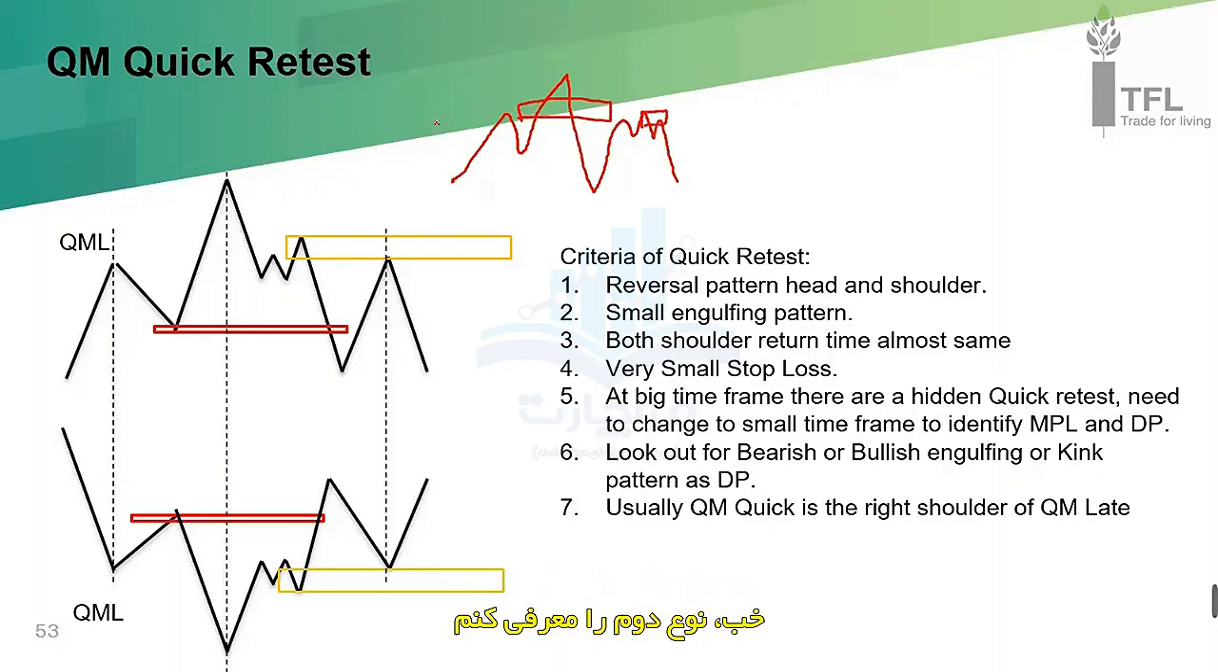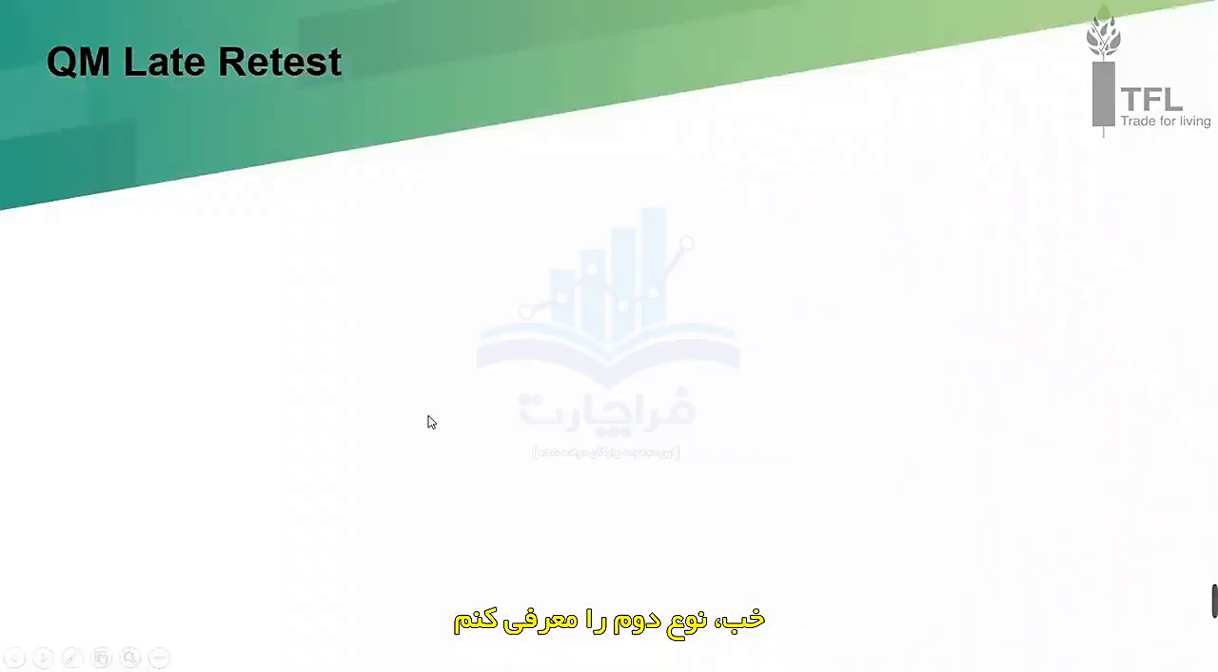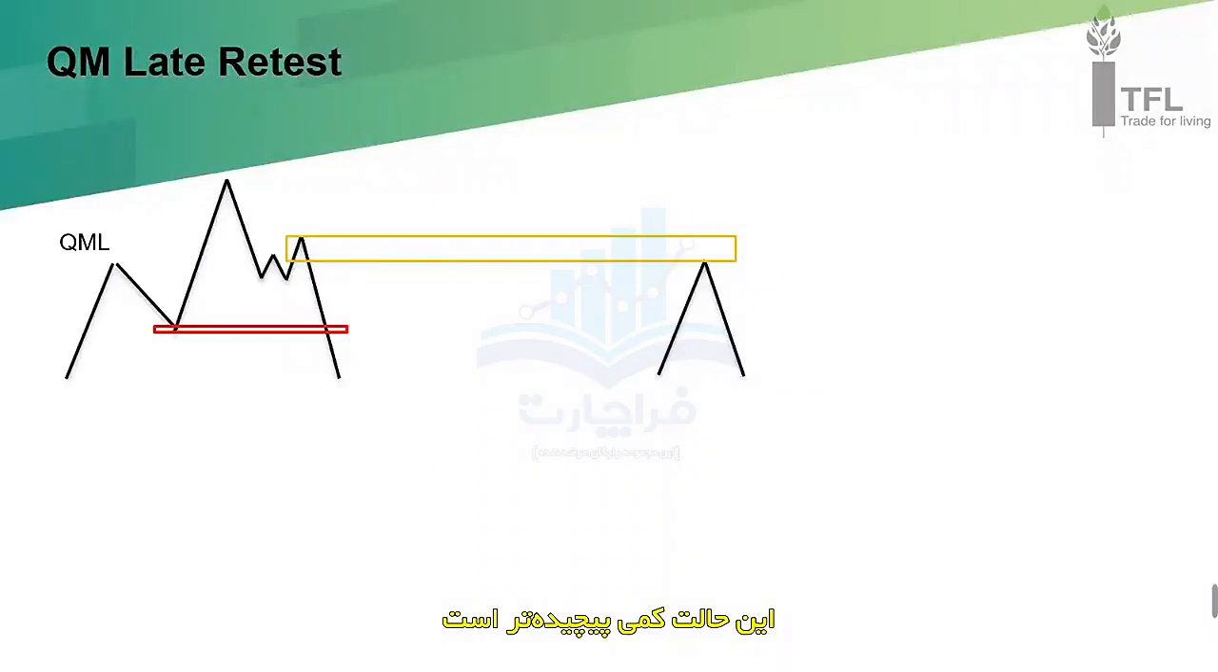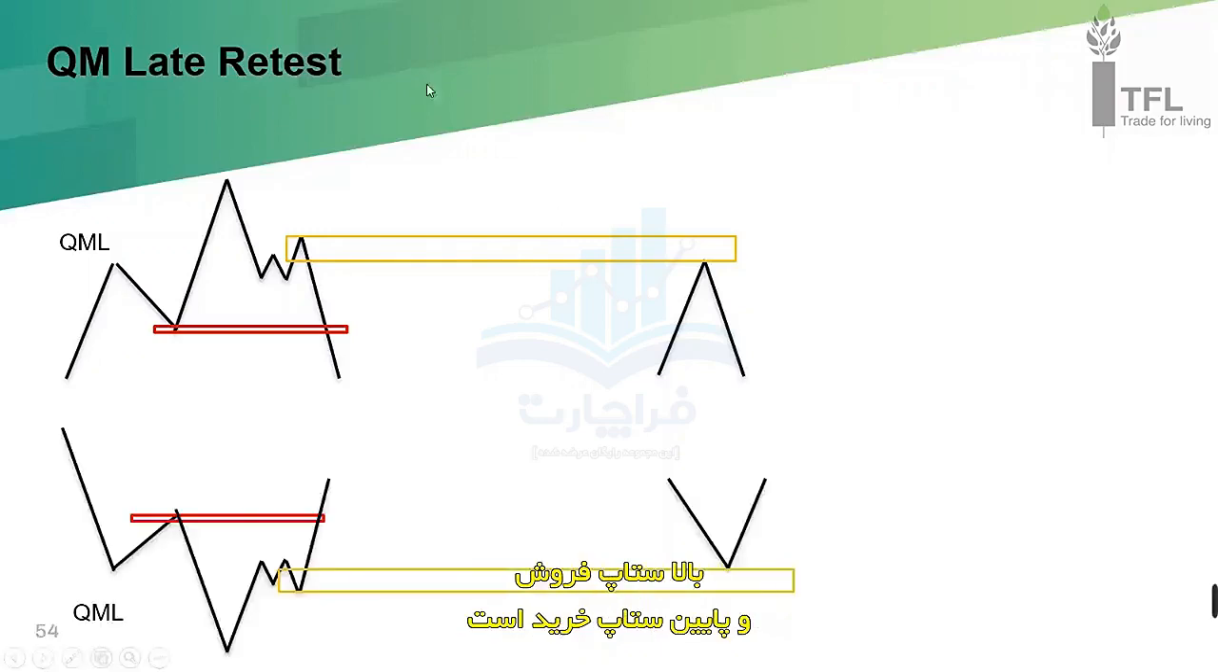All right. So let me introduce to you the next type of QM. Of course, the next one after quick is the late retest. This is a bit complicated because you need to look out for a lot of price action. Right. So this is the sell setup and this is the buy setup.